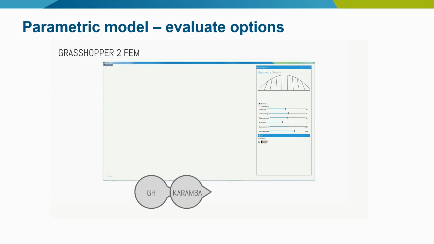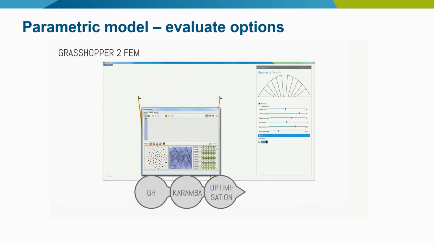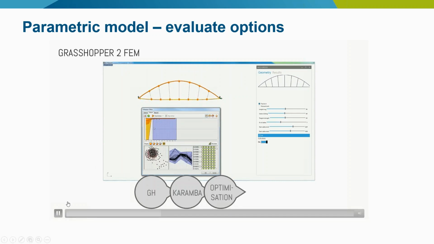And then we use Karamba to determine the structural safety, and then we can use an optimization algorithm, Galapagos, which is also in Grasshopper, which can find the optimum shape for you with the minimum kilograms. So this gives hopefully a bit of insight in how you can use this program to generate a model, but also evaluate and optimize it.